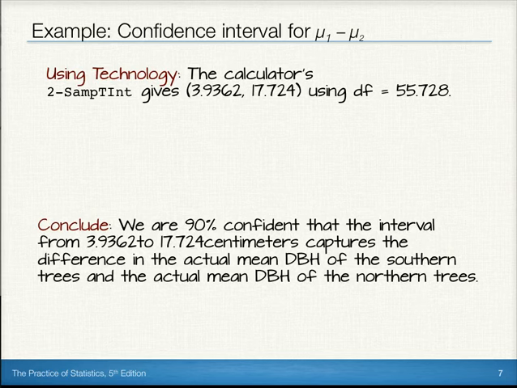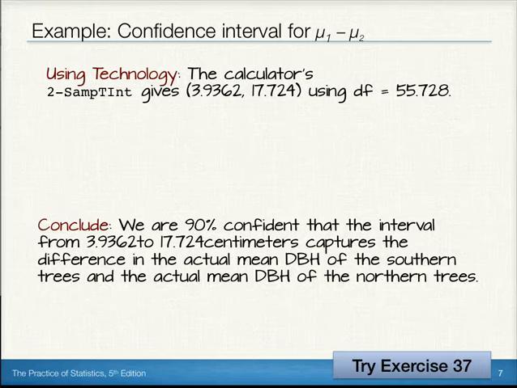Now the calculator's two-sample t-interval gives a slightly different range. In this case we use degrees of freedom 55.728, and you'll see we have slightly different values for our minimum and maximum, however fairly close. So we can state we're 90% confident that the interval from 3.9362 to 17.724 centimeters captures the difference in the actual mean DBH of the southern trees and the actual mean DBH of the northern trees.